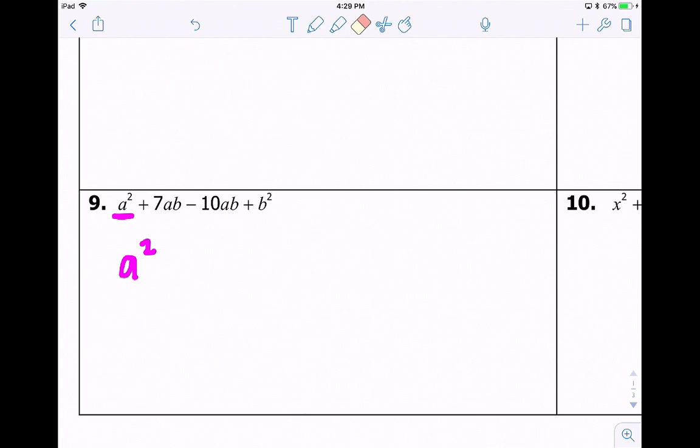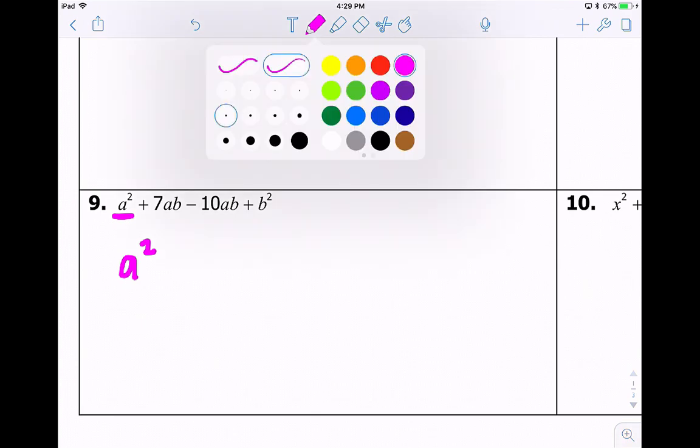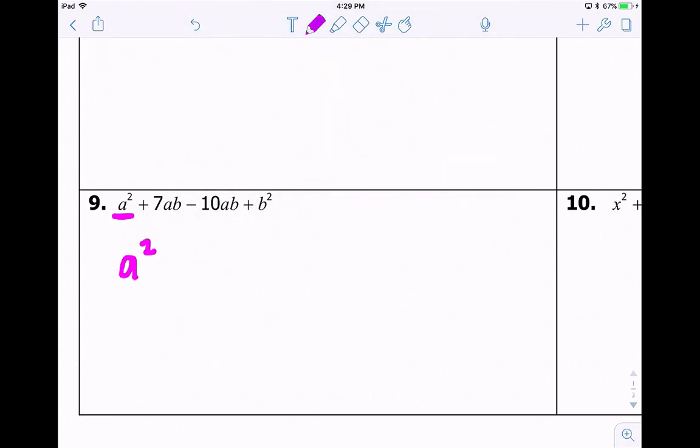Then next, again, going in alphabetical order is going to be the AB terms. So we have a plus 7AB minus 10AB. So those are like terms. So 7AB minus 10AB. 7 minus 10 is negative 3, and we leave the variable a, b.